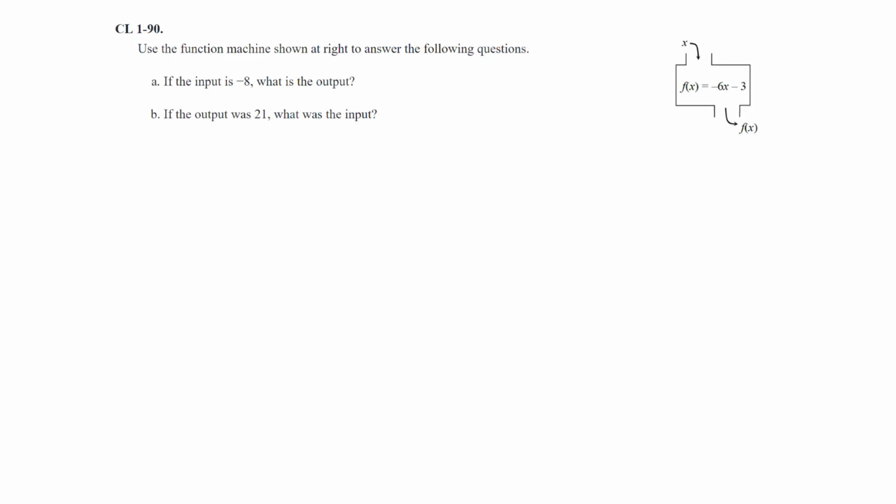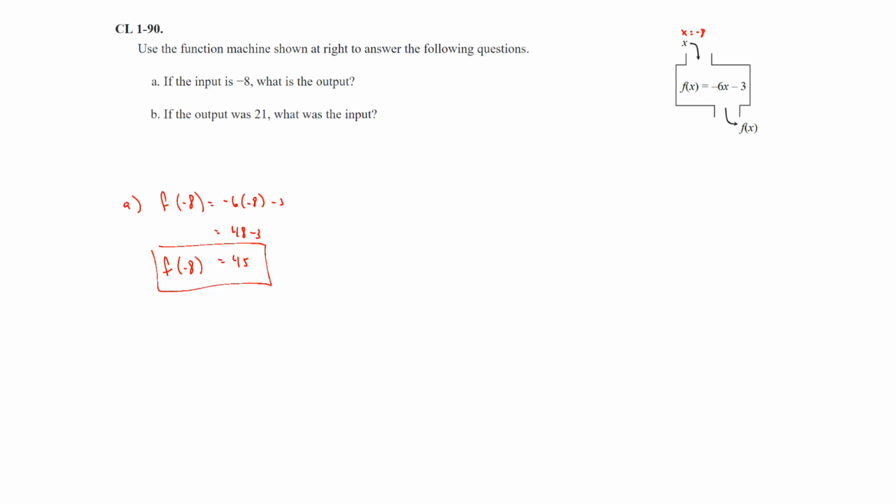And the last one, question 90. Use the function machine shown at the right to answer the following questions. If the input is negative 8, so we're going to take this and plug negative 8 in, what is the output? So for part A, we would say f of negative 8 is equal to negative 6 times negative 8 minus 3. So it would be a positive 48 minus 3, and that is 45. So f of negative 8 is equal to 45. That means the input is negative 8 and the output is 45.